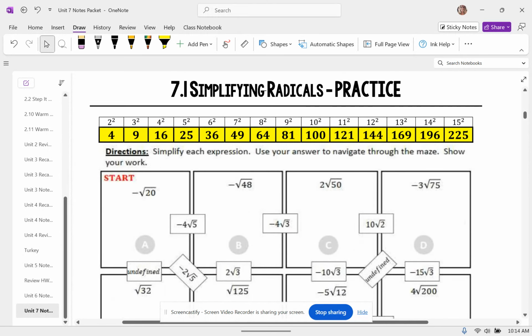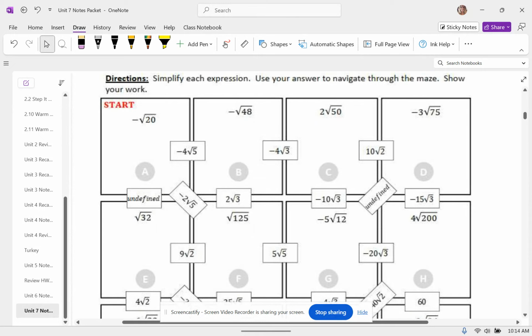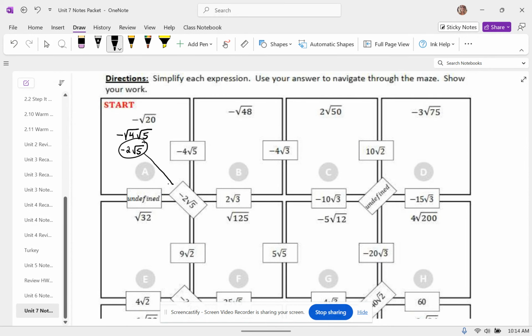Your classwork today is going to be going through the 7.1 Simplifying Radicals practice. I'll get you started and then hopefully you'll be able to see what you should do, okay? So let's start here. We have the negative square root of 20. I can break it down as the negative square root of 4 times the square root of 5. If that's not readily available to you in your brain, you could always type it in, go to the table, and figure out what these two numbers should be. So I take the square root of 4, it's 2, there's a negative out front, negative 2 rad 5. I'm going to follow this negative 2 rad 5 down here. I end up in this box.